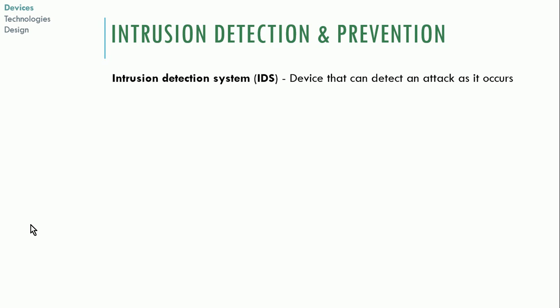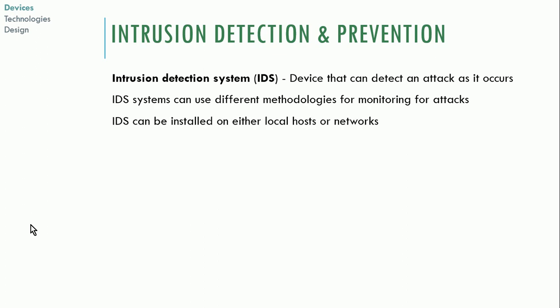And finally, the last device that we're going to talk about is intrusion detection and prevention devices. So these are devices that can detect an attack as it occurs. IDS systems can use different methodologies for monitoring for attacks. I talked about what an IDS is in the previous class, so you might have to think back. I talked about heuristic versus fingerprint scanning and things like that, but they could either be installed on a local host or a network. So you have network intrusion detection systems as well as host-based intrusion detection systems.